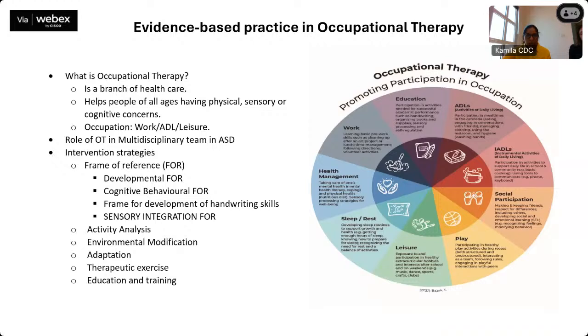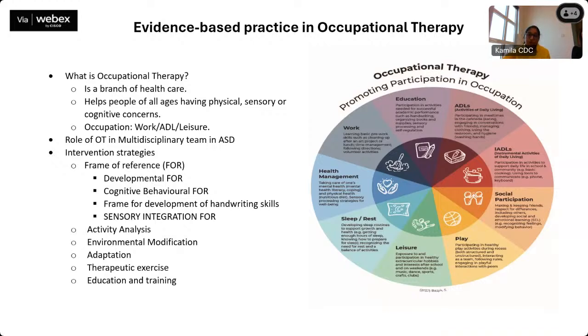Role of OT in a multidisciplinary team. What are the different intervention strategies that we use in individuals with ASD? The first and most important one is the frame of reference. Now, what is a frame of reference? A frame of reference is a guide in which we use theories to see and put it in practical application. And theory forms the basis for the evaluation, assessment, and then apply it into practice. The major frames of references are developmental frame of reference, cognitive behavioral frame of reference, sensory integration frame of reference.